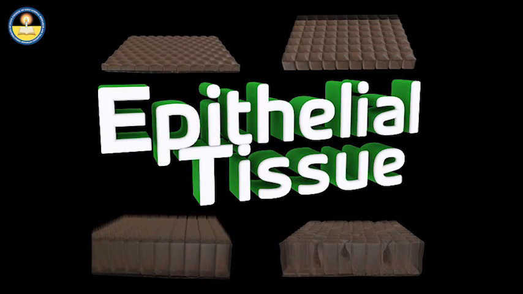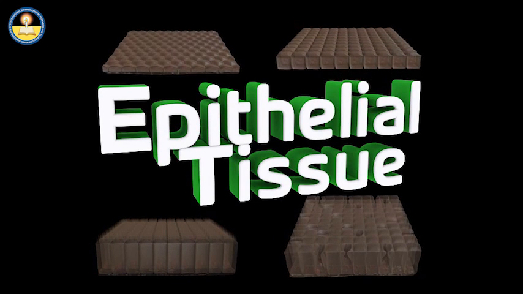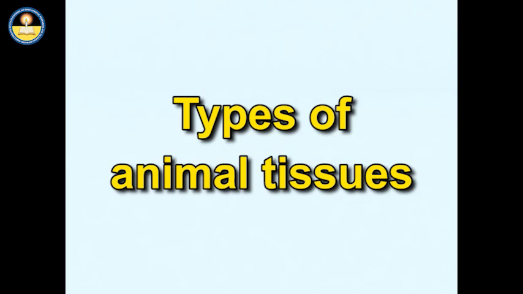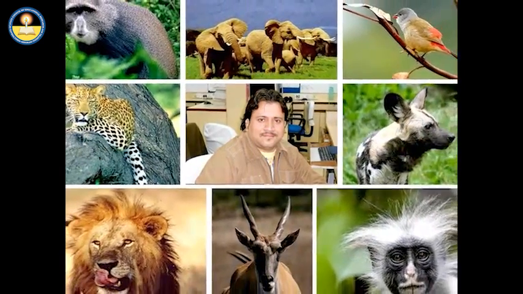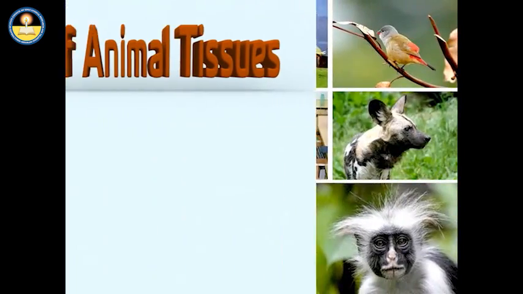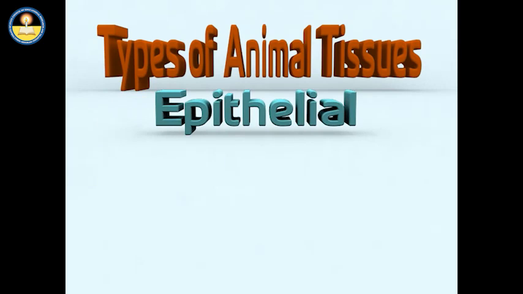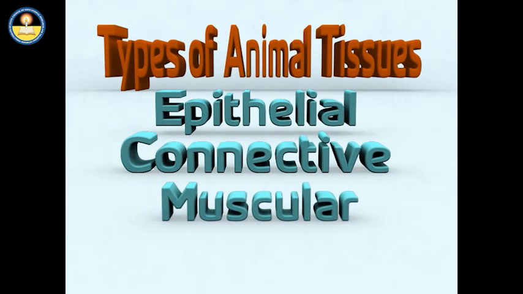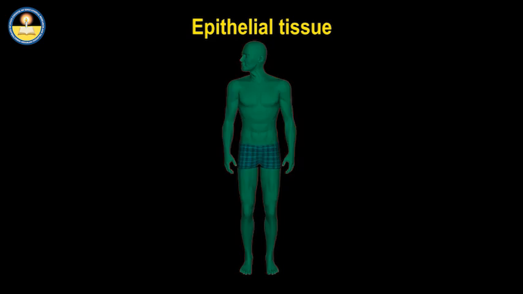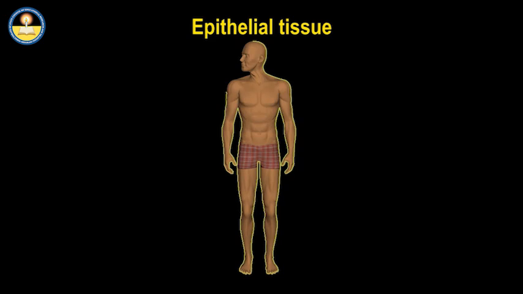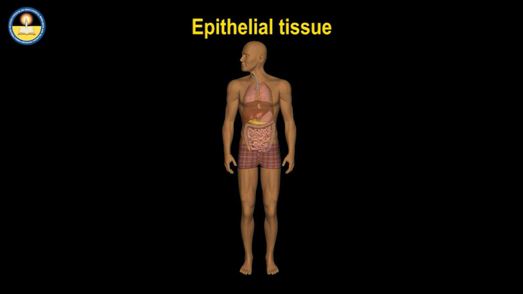Epithelial tissue. Generally, animals are said to be made up of these 4 basic types of tissues: epithelial, connective, muscular, and nervous. All of these tissues are found in our body, but epithelial tissue covers the whole surface of the body. It also forms the outer as well as the inner covering for most of our internal organs.